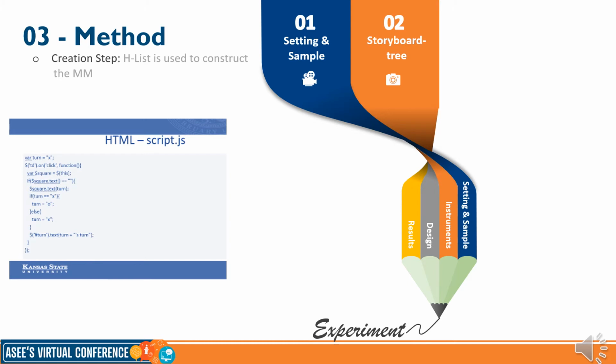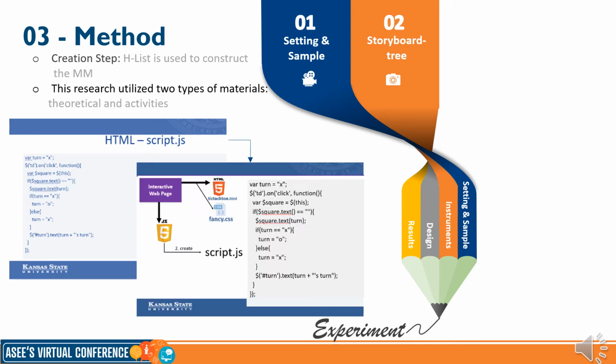This research utilized two types of materials, theoretical and activities. The theoretical materials cover the history of the Internet and how the Internet works. The activity combined some theoretical and hands-on activities such as building websites, similar to the figures.